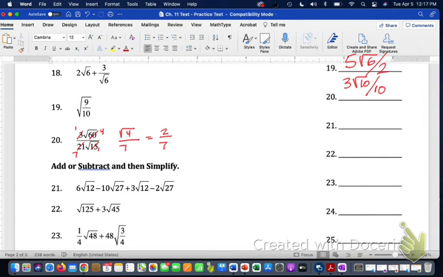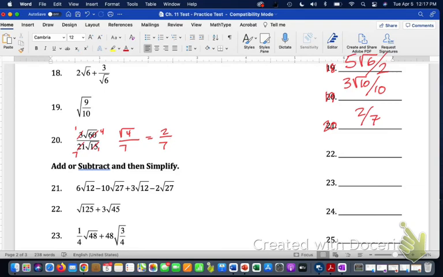Oh, whoops, I've got my numbering wrong. So this is 18. This is 19. This is 20, which is 2 over 7. 21, 6 rad 12.